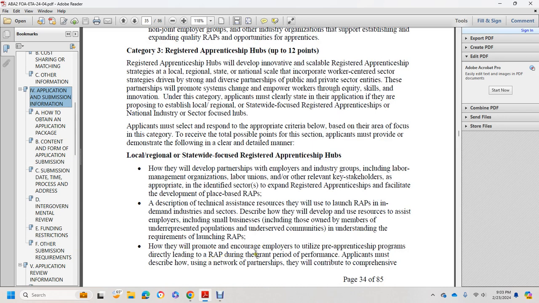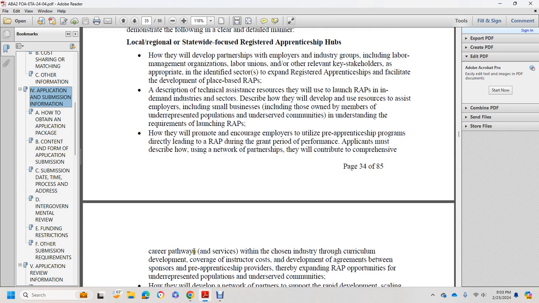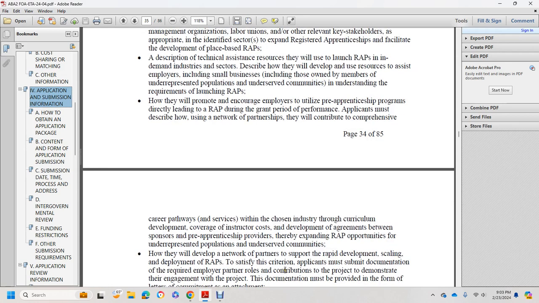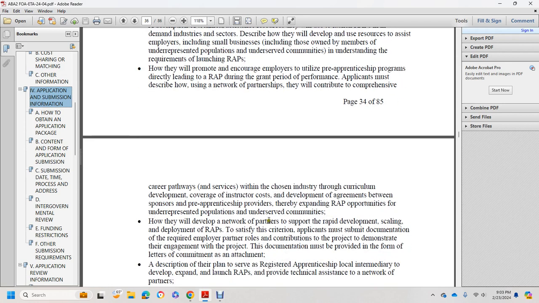Directing and leading the registered apprenticeship during the grant period of performance, the applicant must describe how the network partnership will contribute to comprehensive career pathways and services in the chosen industry through curriculum development and coverage of instructors, and the development of agreements between sponsors and pre-apprenticeship providers, thereby expanding registered apprenticeship opportunities for underrepresented populations in communities. They must also describe how they will develop network partnerships enabling rapid deployment and scaling of registered apprenticeship programs, satisfying the criteria.